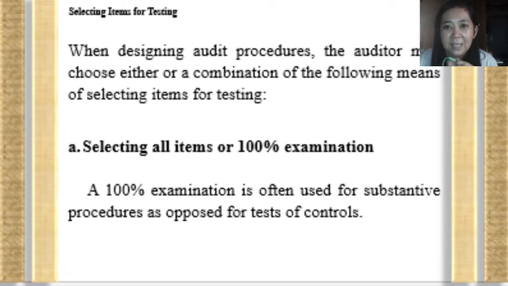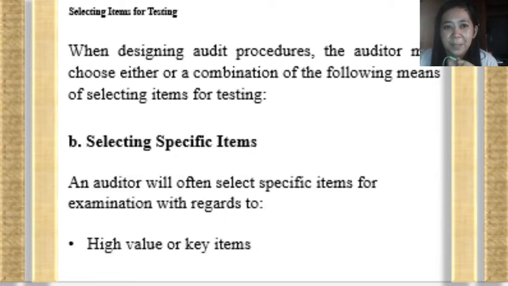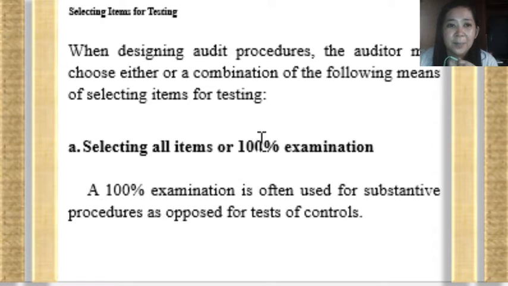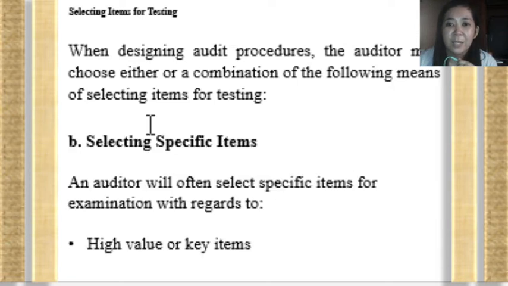So that is the first procedure or means for the auditor: he can select 100% for examination. Second, the auditor is also allowed to select specific items only. An auditor will often select specific items for examination with regard to the following instances where specific item selection is being used by the auditor.